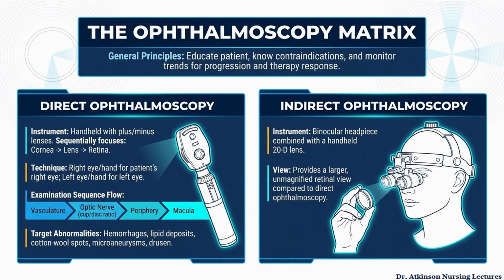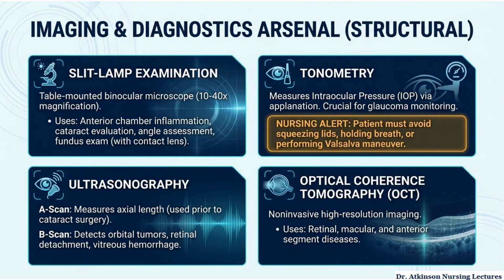Indirect ophthalmoscopy uses a binocular headpiece with a handheld 20-diopter lens and provides a larger unmagnified retinal view compared to direct ophthalmoscopy. Slit lamp examination uses a table-mounted binocular microscope with magnification ranging from 10 to 40 times. It is used to evaluate anterior chamber inflammation, cataracts, angle assessment, and fundus examination with a contact lens. Tonometry measures intraocular pressure through applanation and is commonly used in glaucoma monitoring.